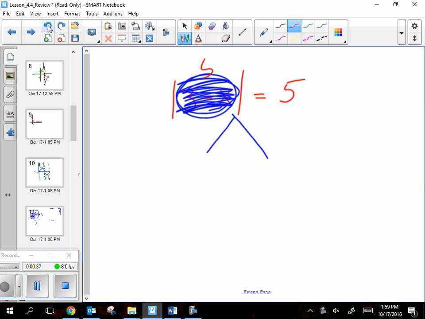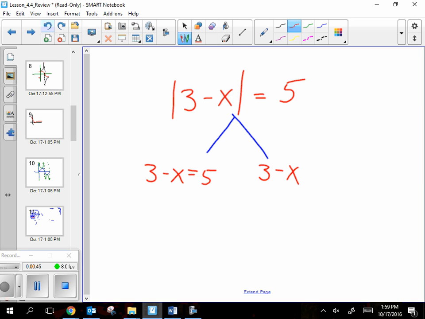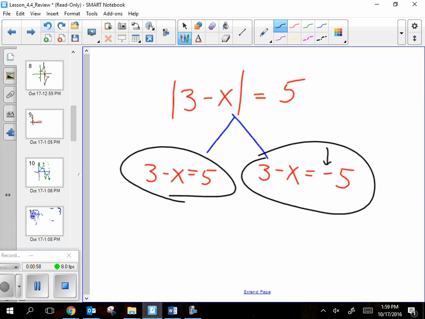This little equation gives birth to two equations. 3 minus x equals 5, and 3 minus x equals negative 5. Notice they are identical except for that spot right there. This and this are identical except for an extra negative. Go ahead and write that down. This is absolute values. This is one of those next level things, not just solving equations anymore. You've got to know how to take an absolute value and break it into two equations.